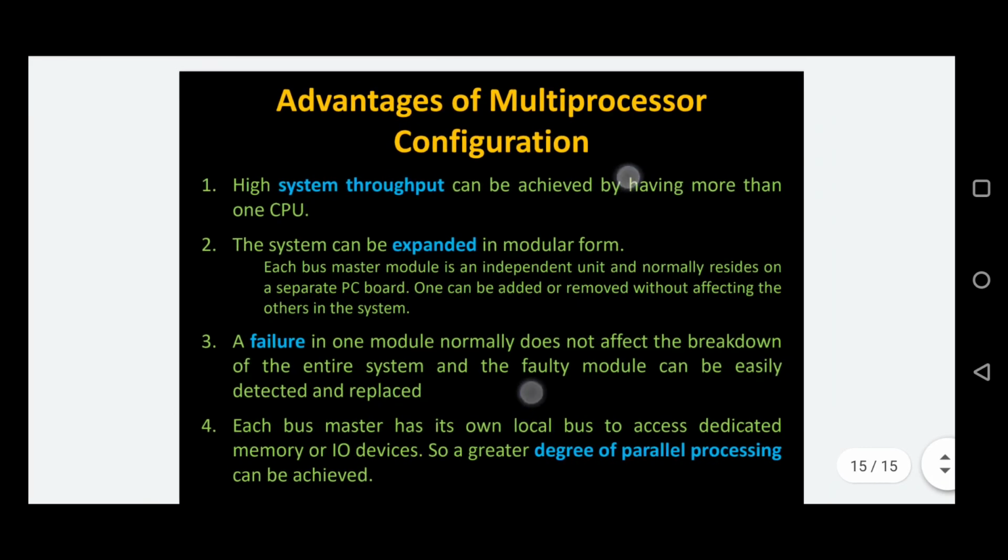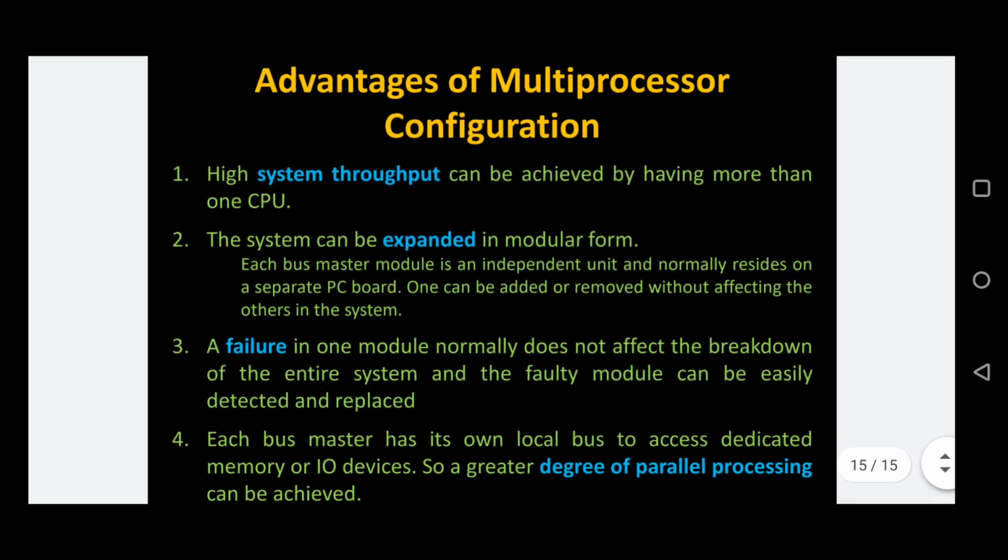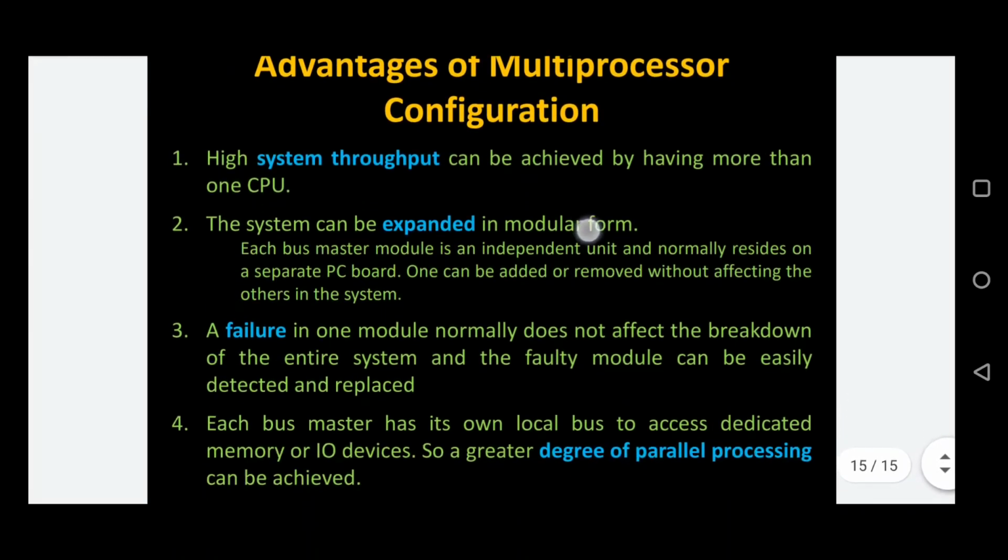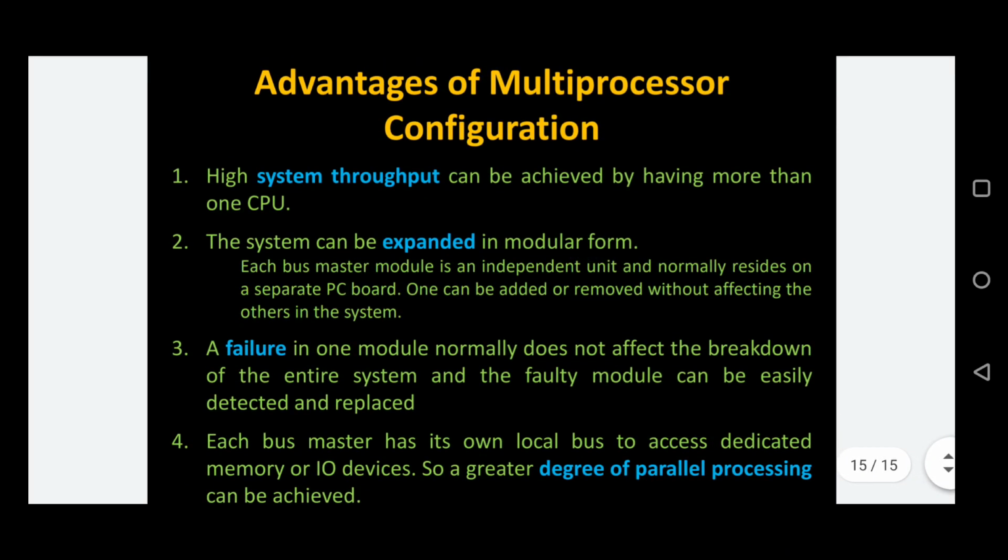Finally, what are the advantages of using the multiprocessor configuration? The first point is that high system throughput can be achieved by having more than one CPU. It is very simple: a system with two or more processors will achieve high throughput. By using the multiprocessor configuration, the throughput will always be high.